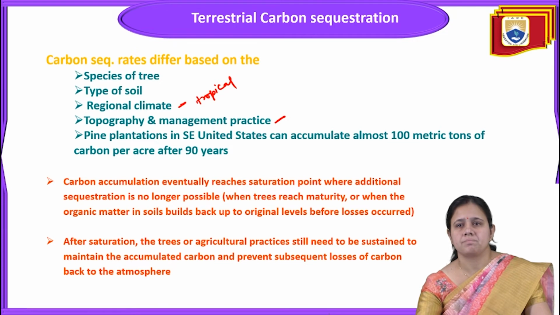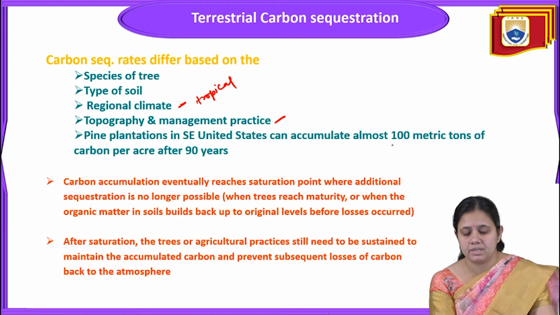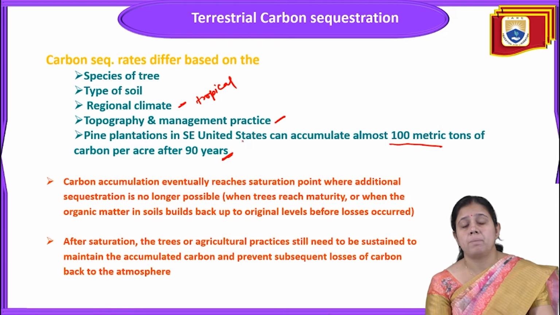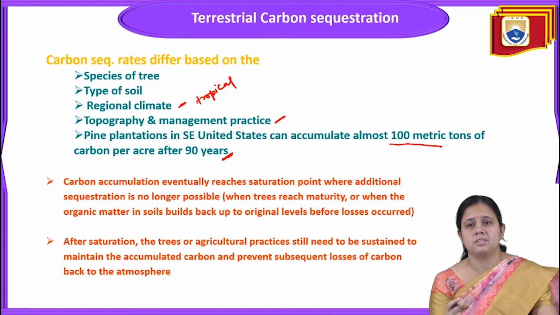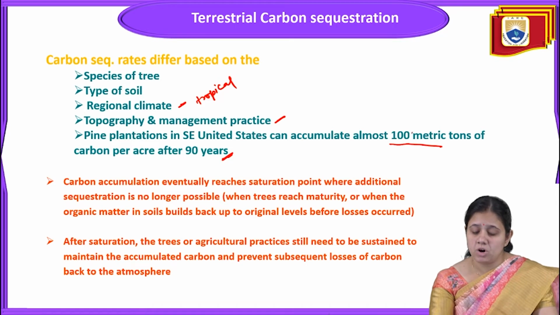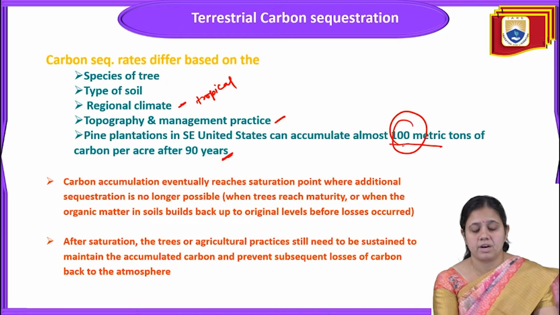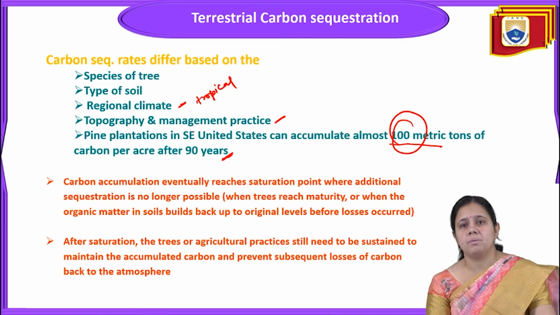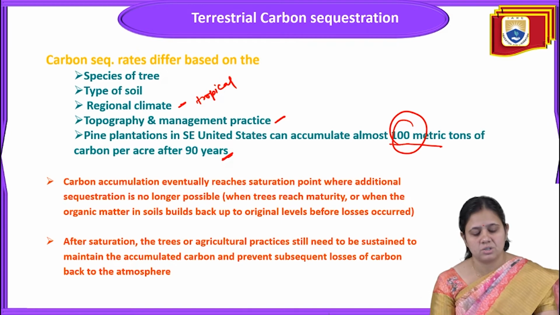Next is an example: a pine plantation in the southeastern United States can accumulate almost 100 metric tons of carbon per acre after 90 years. So this pine tree plantation in the United States has accumulated almost 100 metric tons of carbon per acre. Next, carbon accumulation eventually reaches a saturation point where additional sequestration is no longer possible.